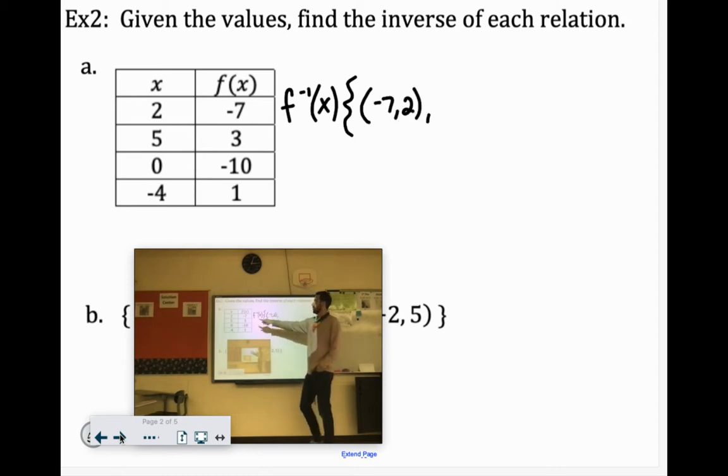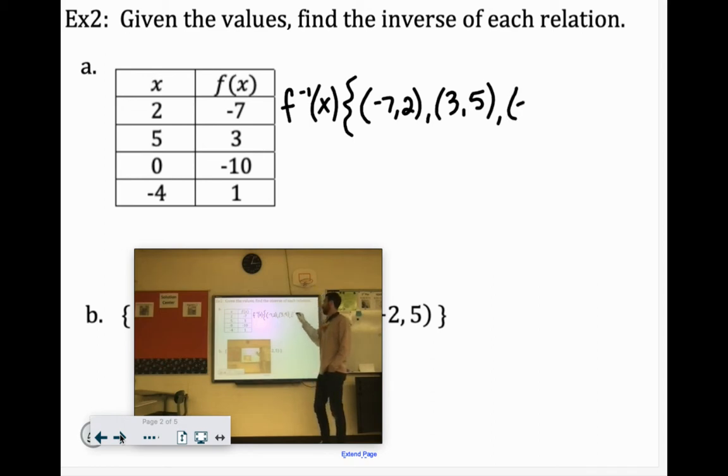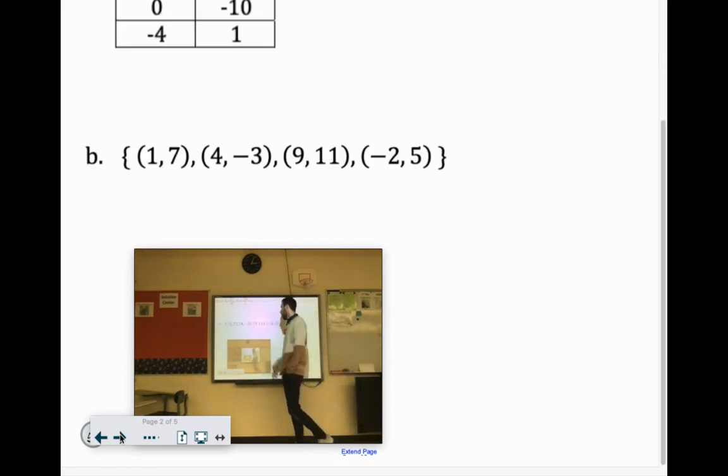Then we're just flipping. So it was 5, 3, now it'll be 3, 5. It was 0, -10, so -10, 0 now. Don't even tell me -4, 1 gets flipped. It does: 1, -4. Very exciting.